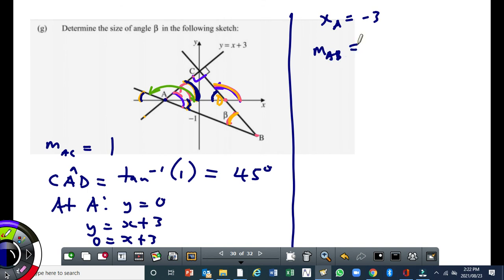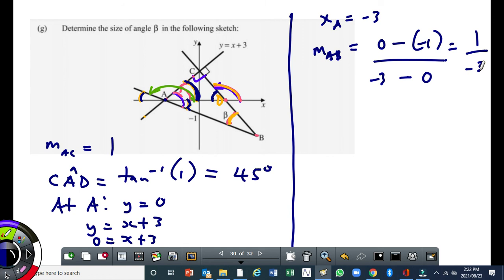So the gradient of AB is going to be, okay, if my y is 0 here, it means it will be 0 minus the value of y here, that's negative 1. My x there, it's minus 3. The value of x here, it's a 0. So I'll get 1 over negative 3. So it's going to be negative a third. You following that? Yeah, the question requires you to think and apply the concepts.